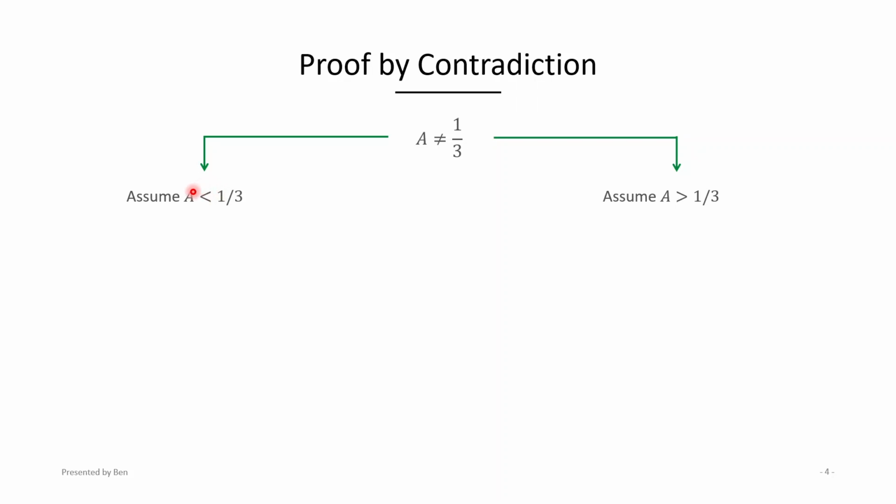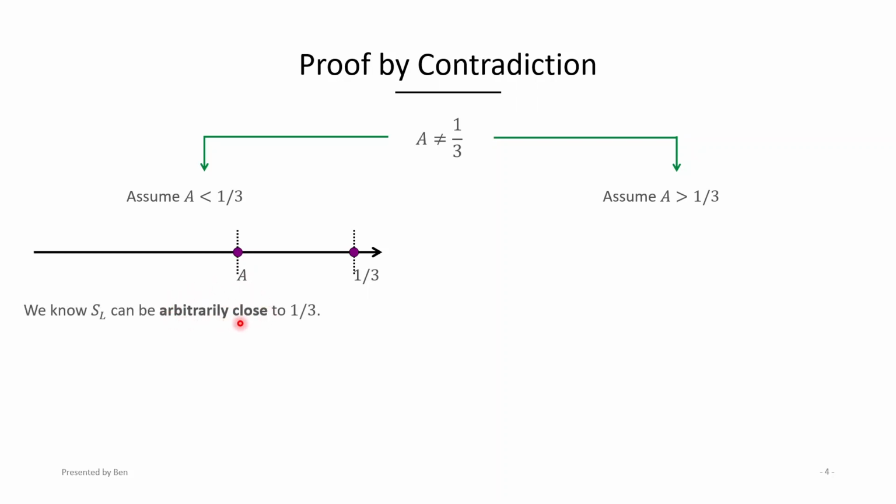In this case, we assume A is a smaller number. I put both on the number line. A will be this point on the left. And we know SL can be arbitrarily close, can be infinitely close to this fraction. So if I put all the SL values on the number line, they will go like this. It means from somewhere, all the subsequent SL values will be closer to this fraction than number A. All the subsequent SL values will fall in between.